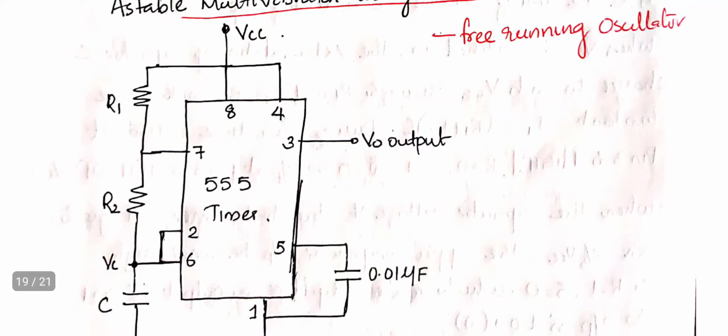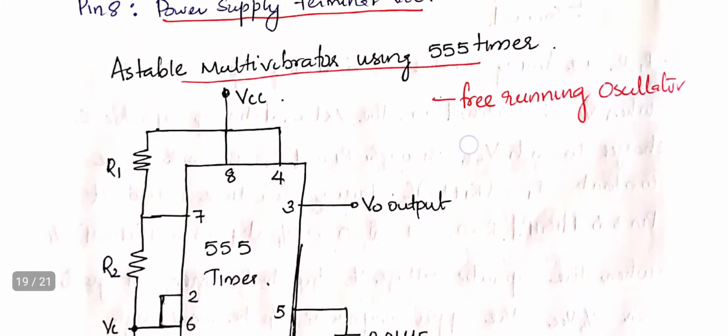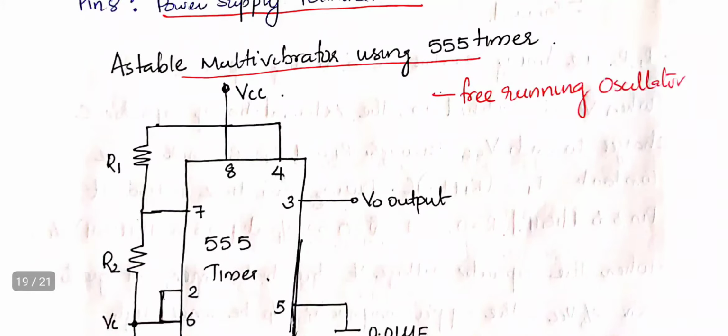The other one is monostable. Monostable means it has a single stable state, mono meaning single, either high or low. The third one is bistable. Bistable means it has two stable states, a high state and a low state. Those things will be studied in higher classes. So what is required for you is the astable multivibrator or free running oscillator.